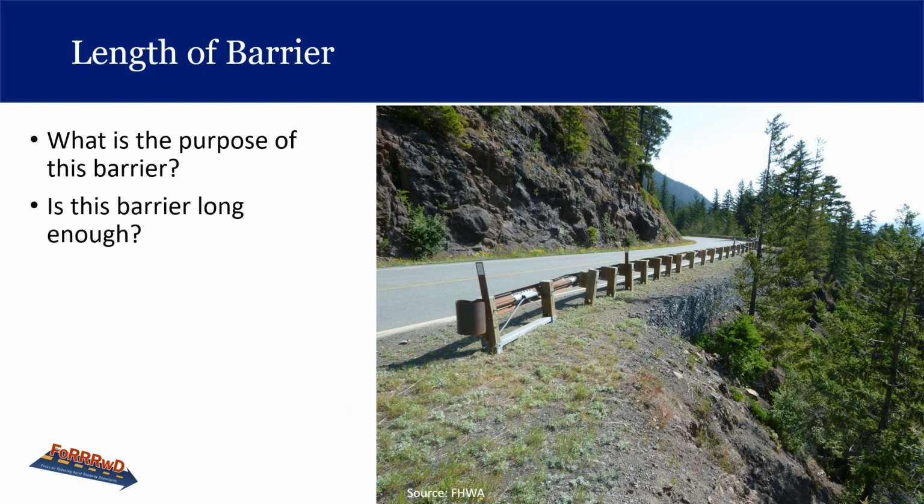The length of barrier. What is the purpose of this barrier? Well, you would think the purpose of this barrier was to keep people from going off this cliff, but is the barrier long enough for what it's supposed to be doing? This barrier is there obviously for that steep slope. The last 12.5 feet of rail will not redirect a vehicle, so a vehicle that hits on the end might still go over the steep slope. So they needed to make it longer here.